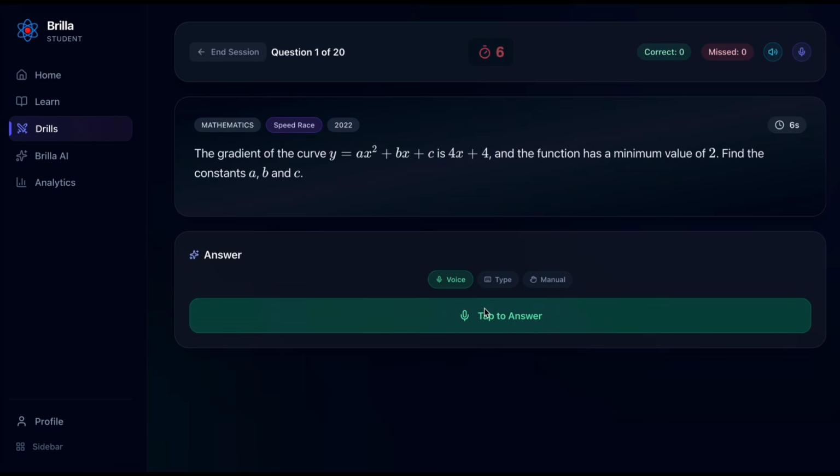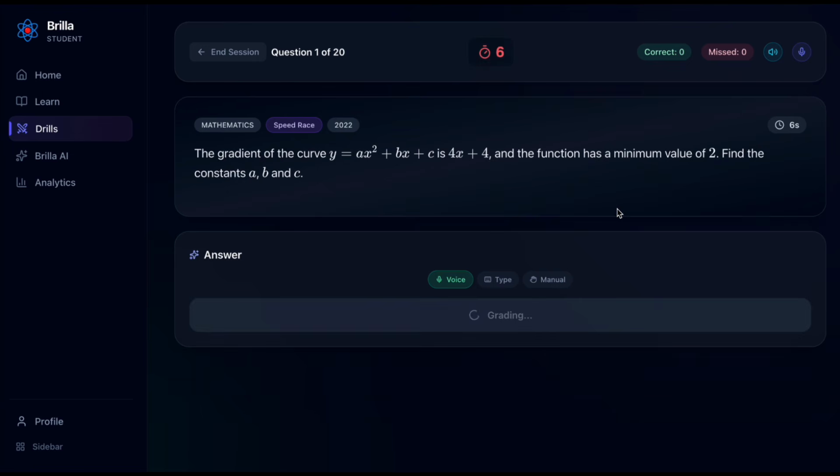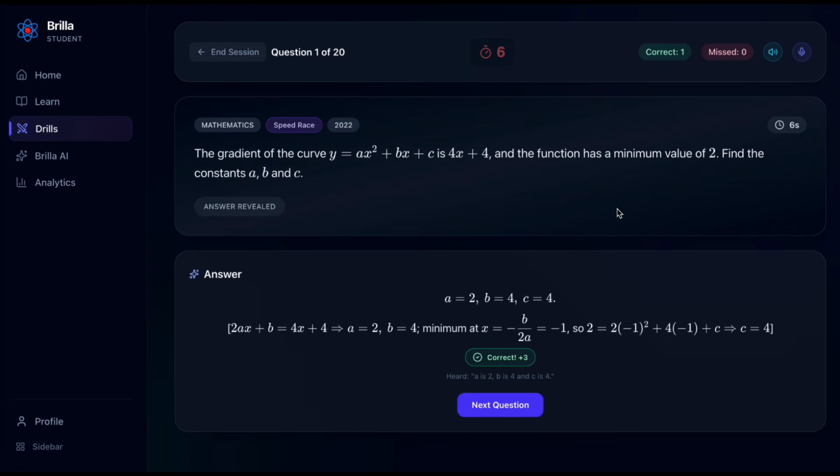I'm going to try and answer this. A is 2, B is 4, and C is 4. So it had me say A is 2, B is 4, and C is 4, and that is the correct answer, and the mark there is correct. And when you go to the next question, it's going to read it and you can answer. So here you have 20 questions, and it shows you the ones you got correct, the ones you got wrong.